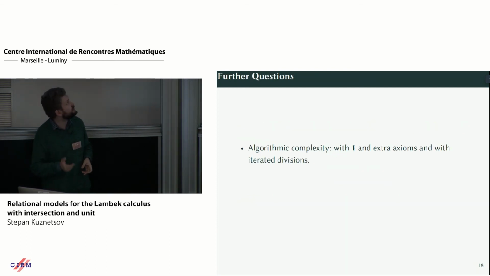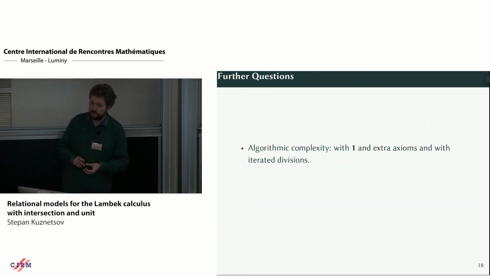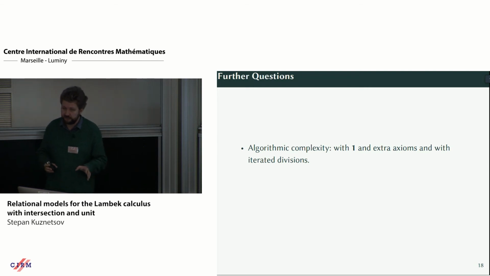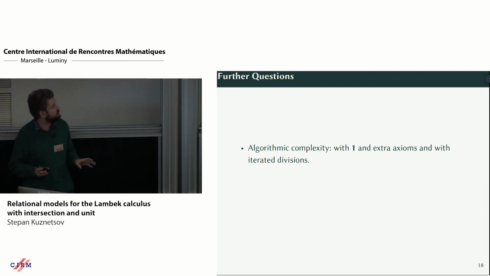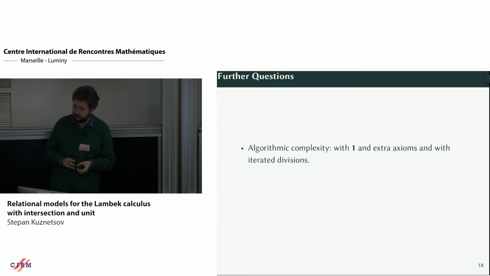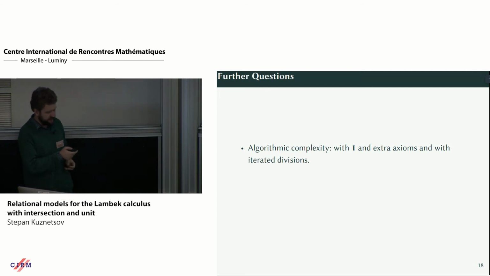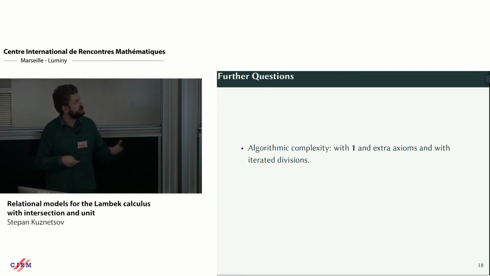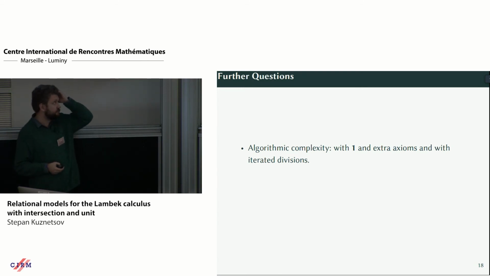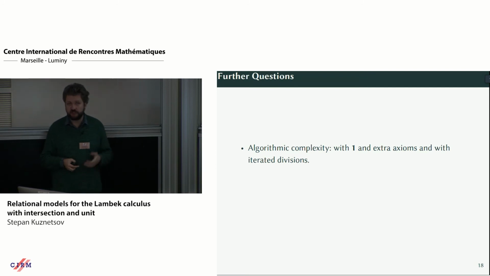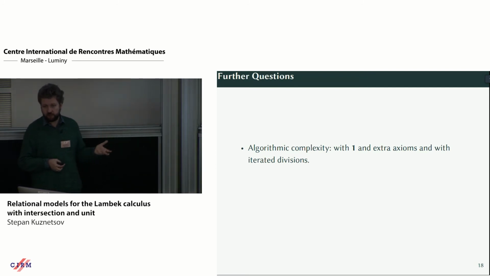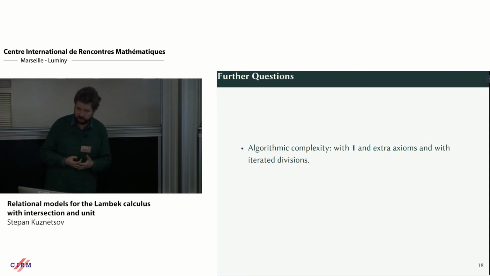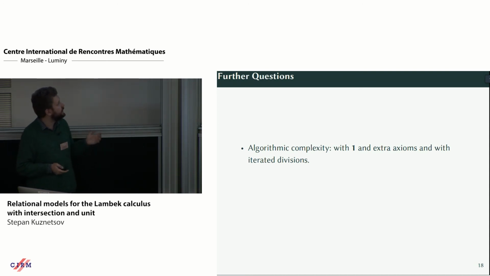And I'll conclude with several further questions. So first, this talk was purely, say, on the semantic side. I didn't think about algorithmic complexity questions, but they're naturally arising. So if you add the unit with extra axioms, which should be correct, will it be undecidable? Probably yes. And also complexity with iterated divisions. So with the Kleene star itself, it's Π⁰₁ hard. Here we conjecture the same because the power of these iterated divisions is just the same as Kleene star.